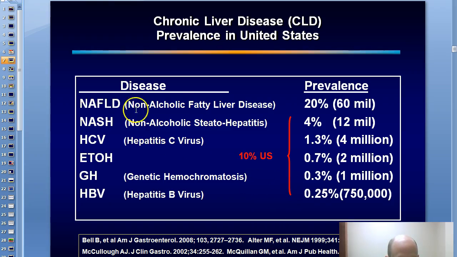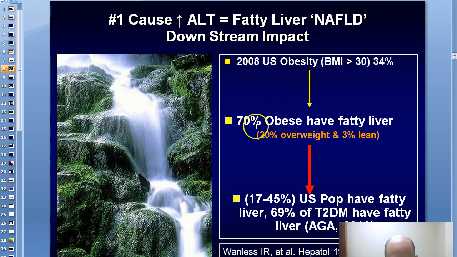Like I said, NAFLD, non-alcoholic fatty liver disease. And so, like I said, that says 20%. It's more like about 30% of the population walking around who have fatty liver disease. It goes up in metabolic syndrome. Here we go. So your patients that are obese, BMI greater than 30, 70% of obese patients have fatty liver disease.